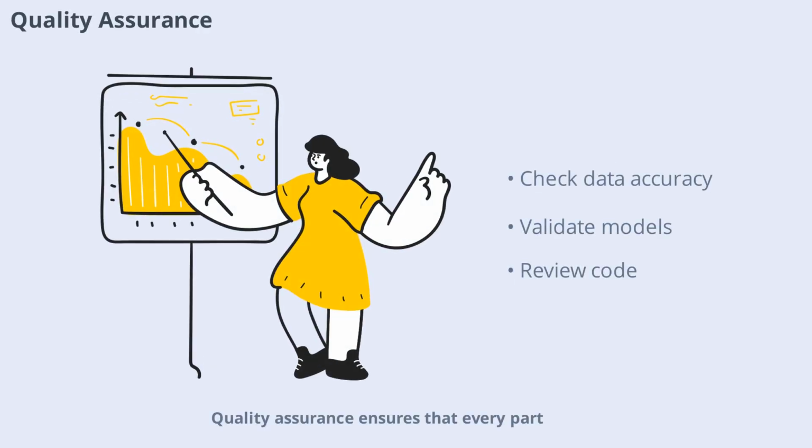Quality assurance ensures that every part of the data project meets high standards. This includes checking data accuracy, validating models, and reviewing code. Consistent quality checks help catch errors early and maintain the integrity of the project.